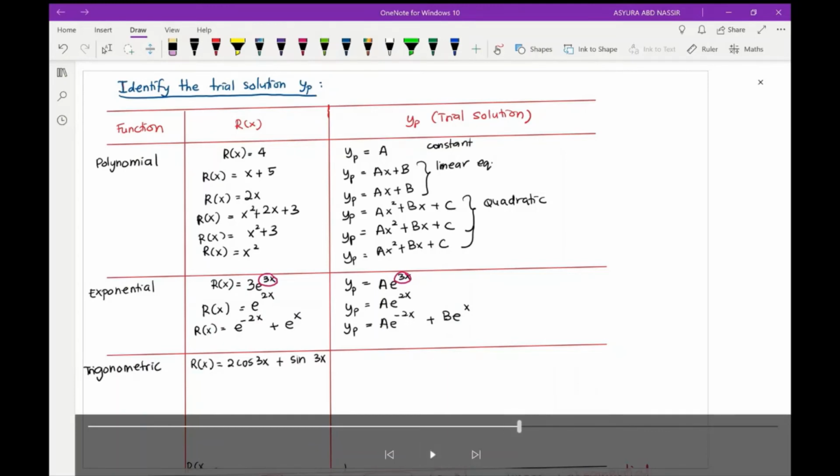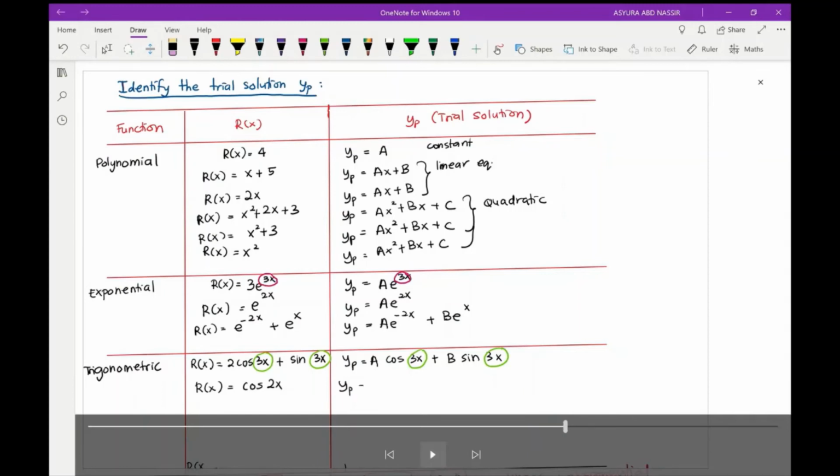Okay, let's say we have the first example, Rx is 2 cos 3x plus sine 3x. The general form for the trigonometric function with cos and sine will be a cos 3x plus b sine 3x. So it will be a pair. Cos and sine will be pairing. So you will use the same angles.